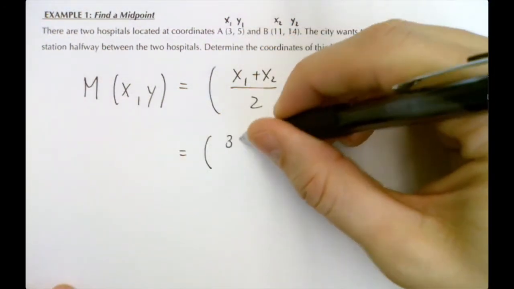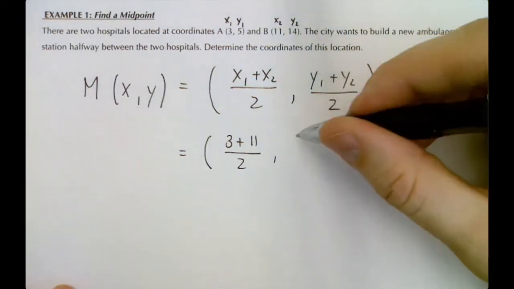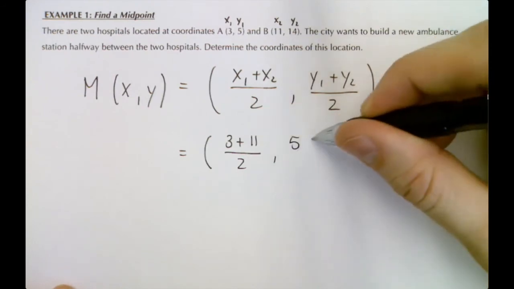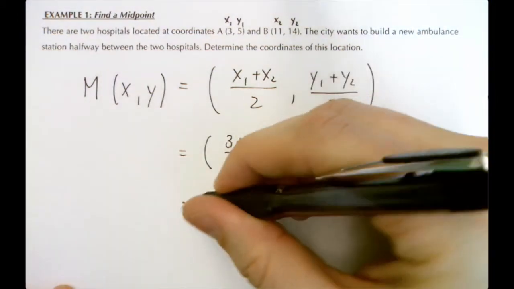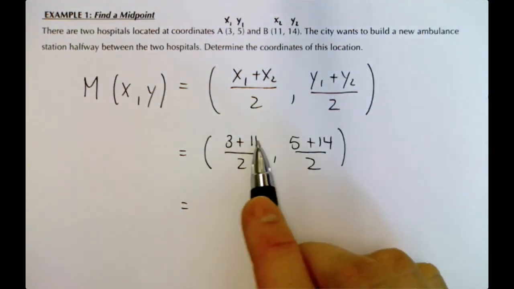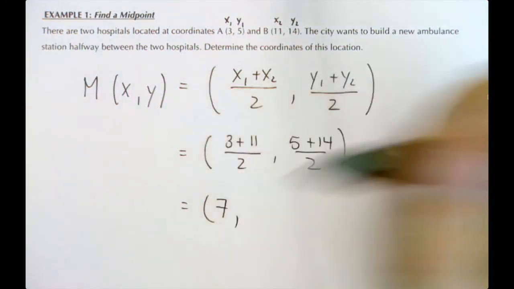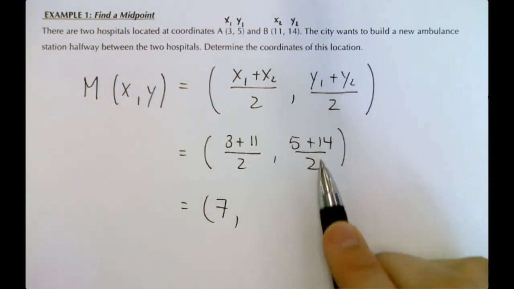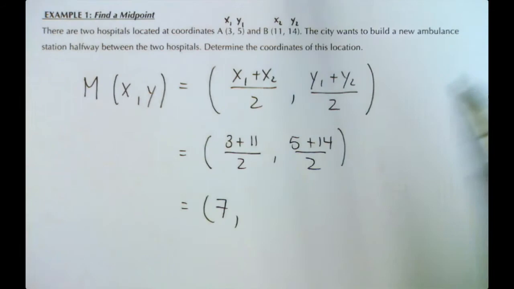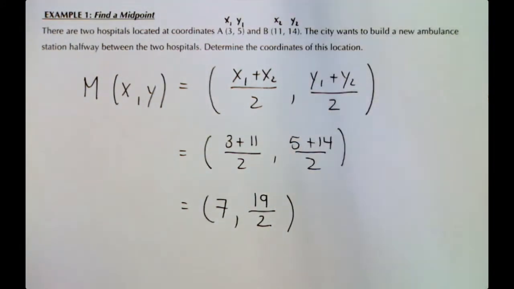x1 is 3, x2 is 11, divided by 2. y1 is 5, y2 is 14, divide by 2. Then we just have to do a little bit of math. 3 plus 11 is 14, 14 divided by 2 is 7. And 5 plus 14 is 19, 19 divided by 2 is a decimal, so I'm just going to leave it as 19 over 2. If you don't like decimals, 9.5 is okay as well.